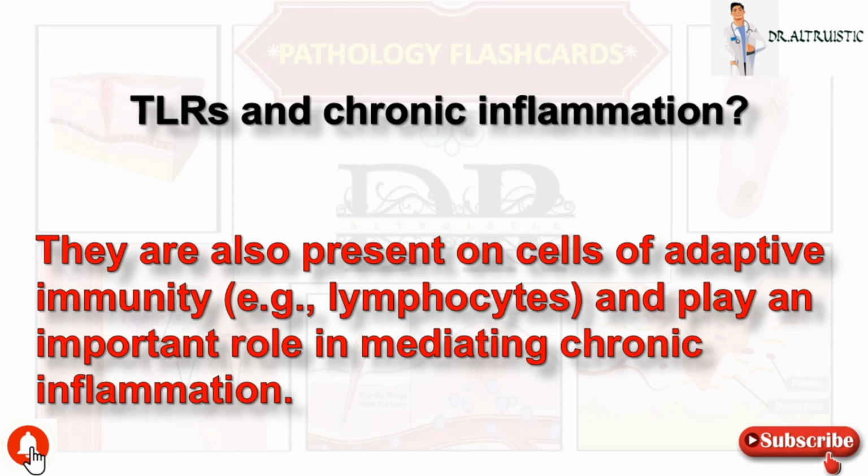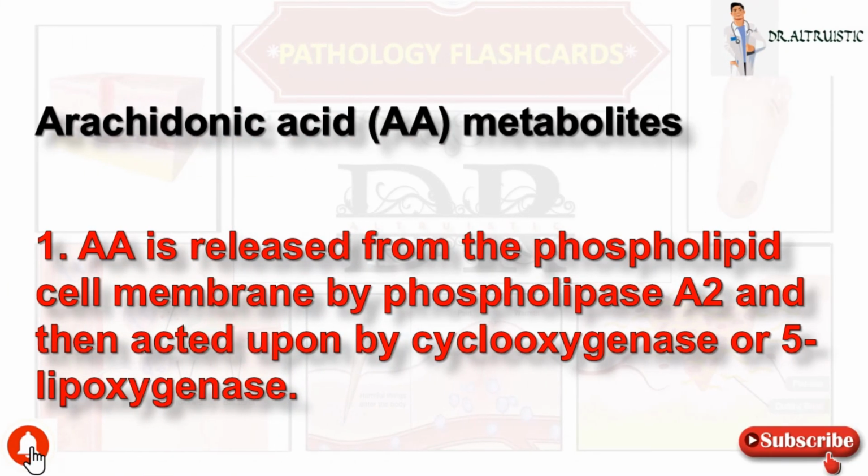TLRs and chronic inflammation: they are also present on cells of adaptive immunity, e.g., lymphocytes, and play an important role in mediating chronic inflammation. Arachidonic acid (AA) metabolites: AA is released from the phospholipid cell membrane by phospholipase A2 and then acted upon by cyclooxygenase or 5-lipoxygenase.